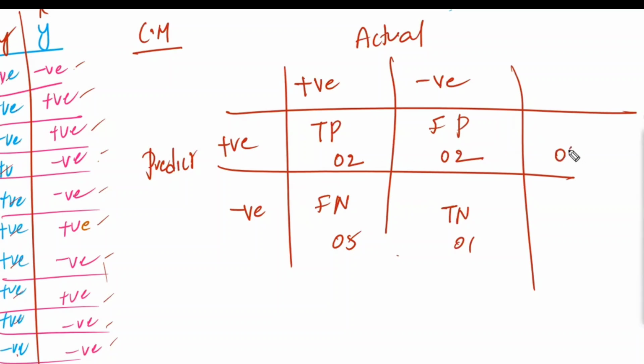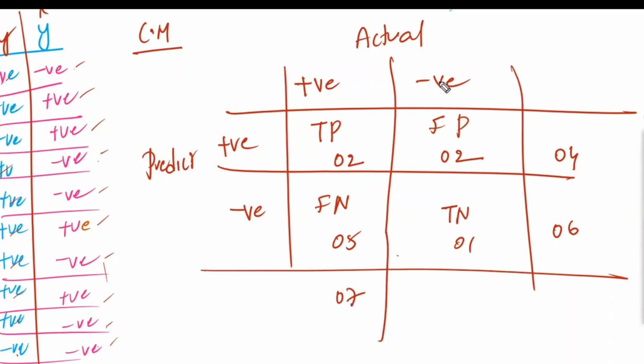Total 2 plus 2, 4. 4 was predicted. And total negatives, how many predicted? 1, 2, 3, 4, 5, 6. 6 negatives predicted. Now, actual positives are 7. Actual negatives are 3. Okay, done. Perfect. Overall 10 records.